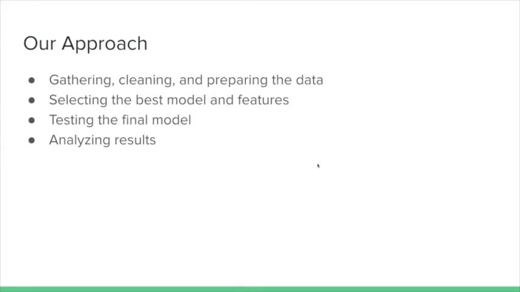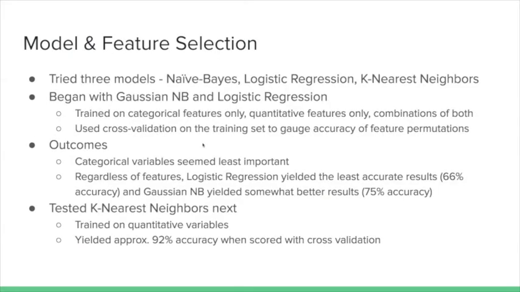So our approach had 4 main steps. As Dylan already explained, the first step was to gather, clean, and prepare the data for our model. And then we selected the best model and features, and then we tested the final model. And then we took the results from our testing and found the value from it.